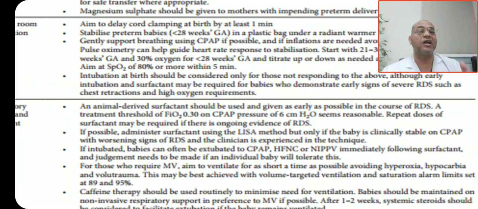And for the saturation alarm, you have to set it at 89 to 95%. The accepted oxygen saturation is 90 to 94, and the alarm will be set one below and one above, so it will be 89 to 95.